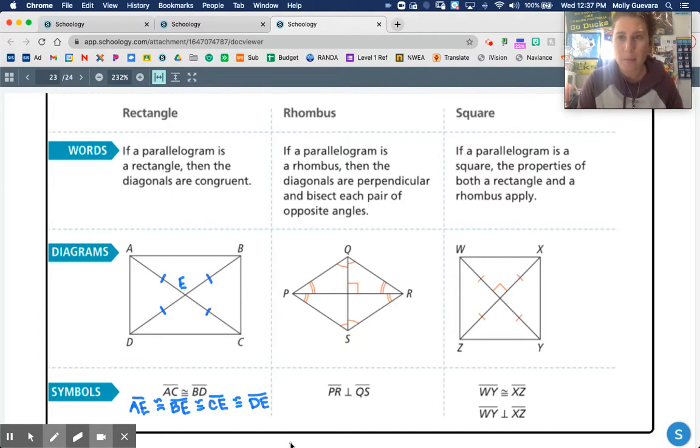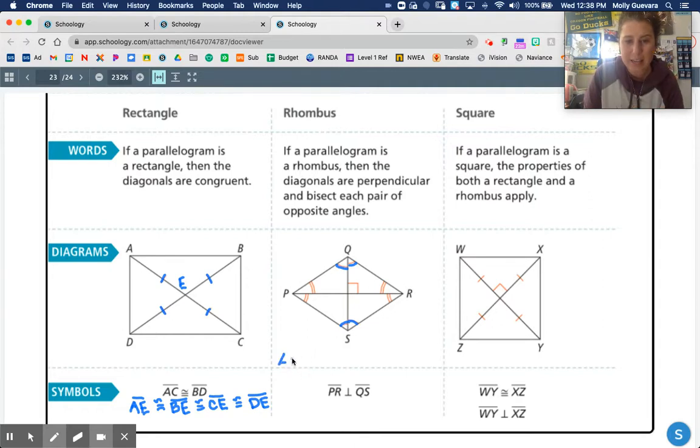Okay, for a rhombus, if I have a parallelogram that's a rhombus, meaning all 4 sides are the same length, but the angles are not 90 degrees, the diagonals are perpendicular, so the diagonals cross at 90 degrees. And the diagonals bisect the angles. Okay, the diagonals bisect the angles.